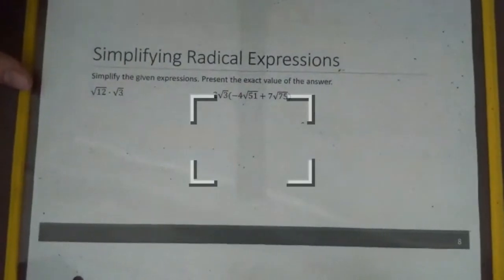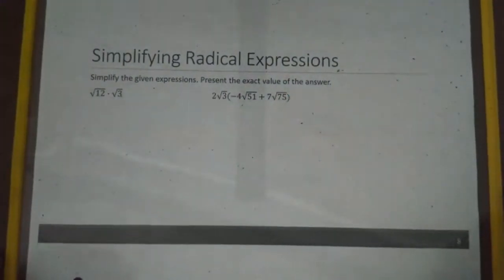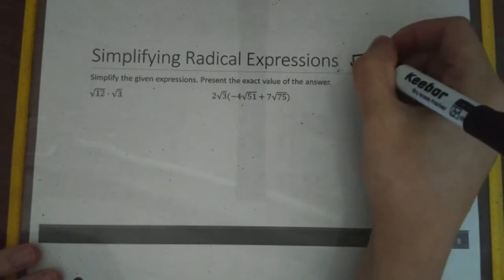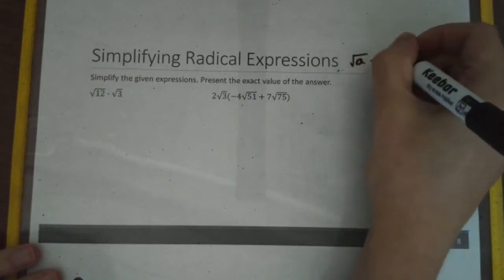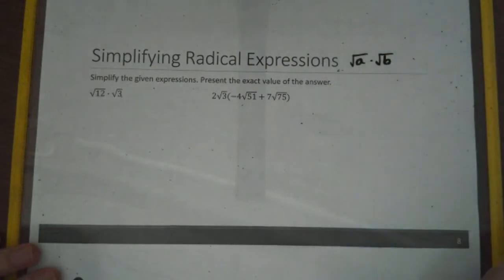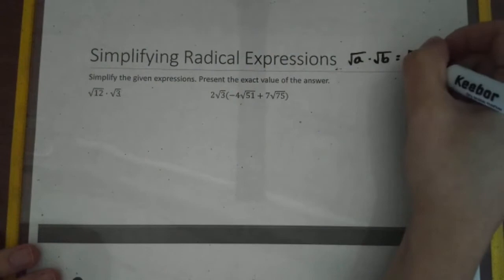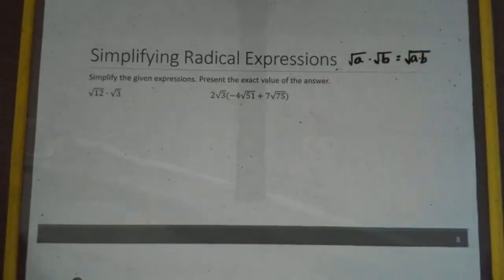Now we're going to work on multiplying these. So we just looked at dividing these radical expressions. Something else we can do is multiply them. If a and b are positive numbers, then the square root of a times the square root of b is equal to the square root of a times b. So kind of like how we were able to take the radical over the entire fraction and break it into the numerator and denominator, or vice versa, we can do that with multiplication as well.